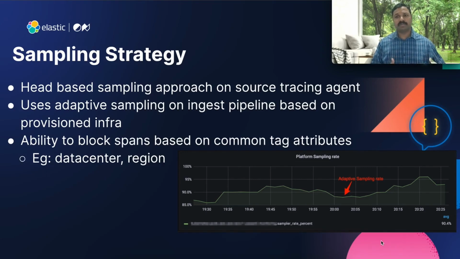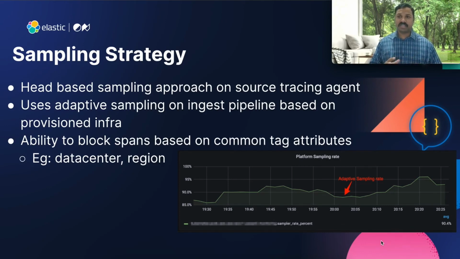But apart from this head-based sampling, we also have an adaptive sampling implemented on our backend. This is done really to protect our Elasticsearch clusters from large volumes of sporadic traffic that can come in and really create issues on our Elasticsearch clusters or create latency or lag for our consumption in general. To do this, we've done an extensive benchmarking on our infrastructure, including Elasticsearch, to come up with a number that we know we can support on our platform, a threshold.